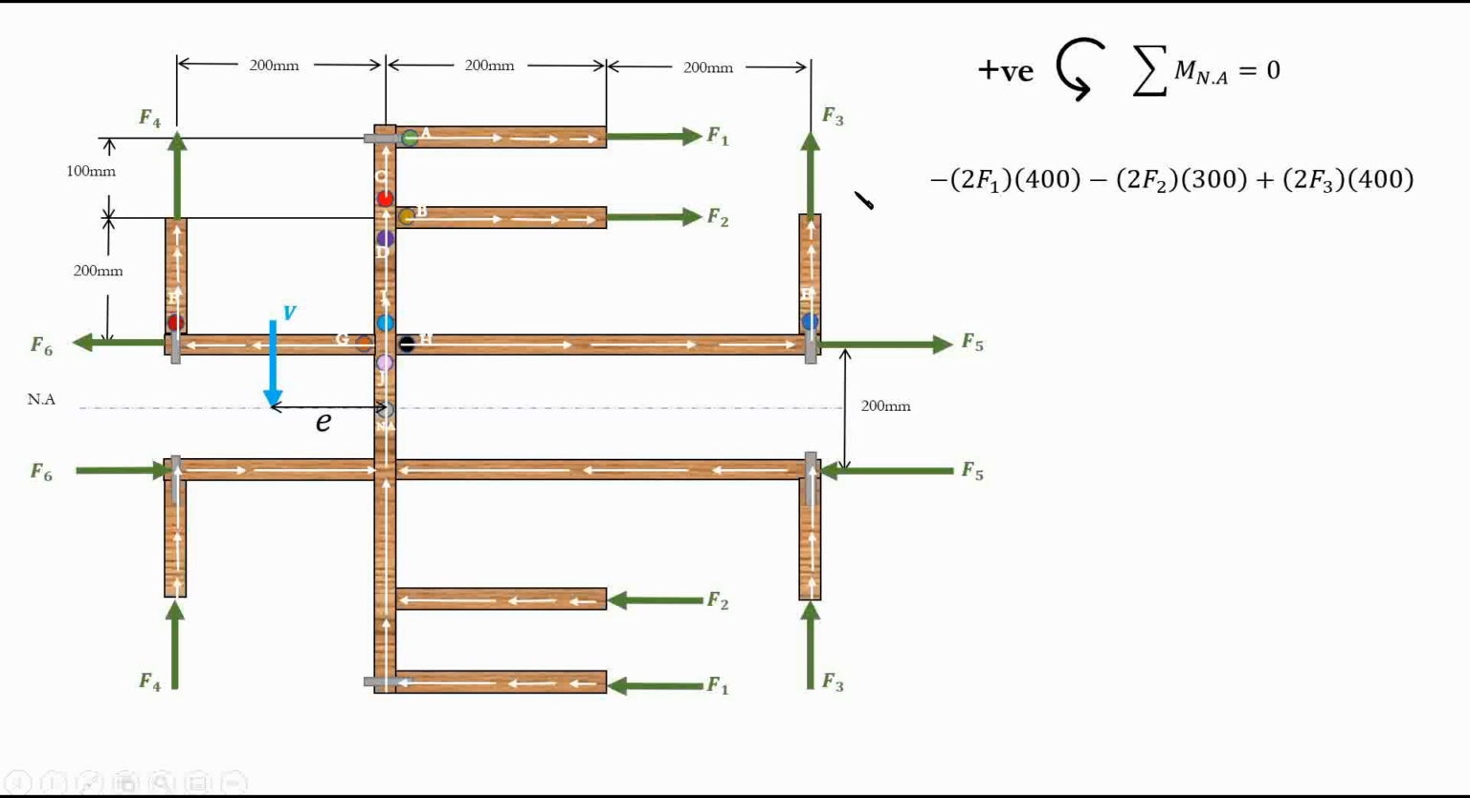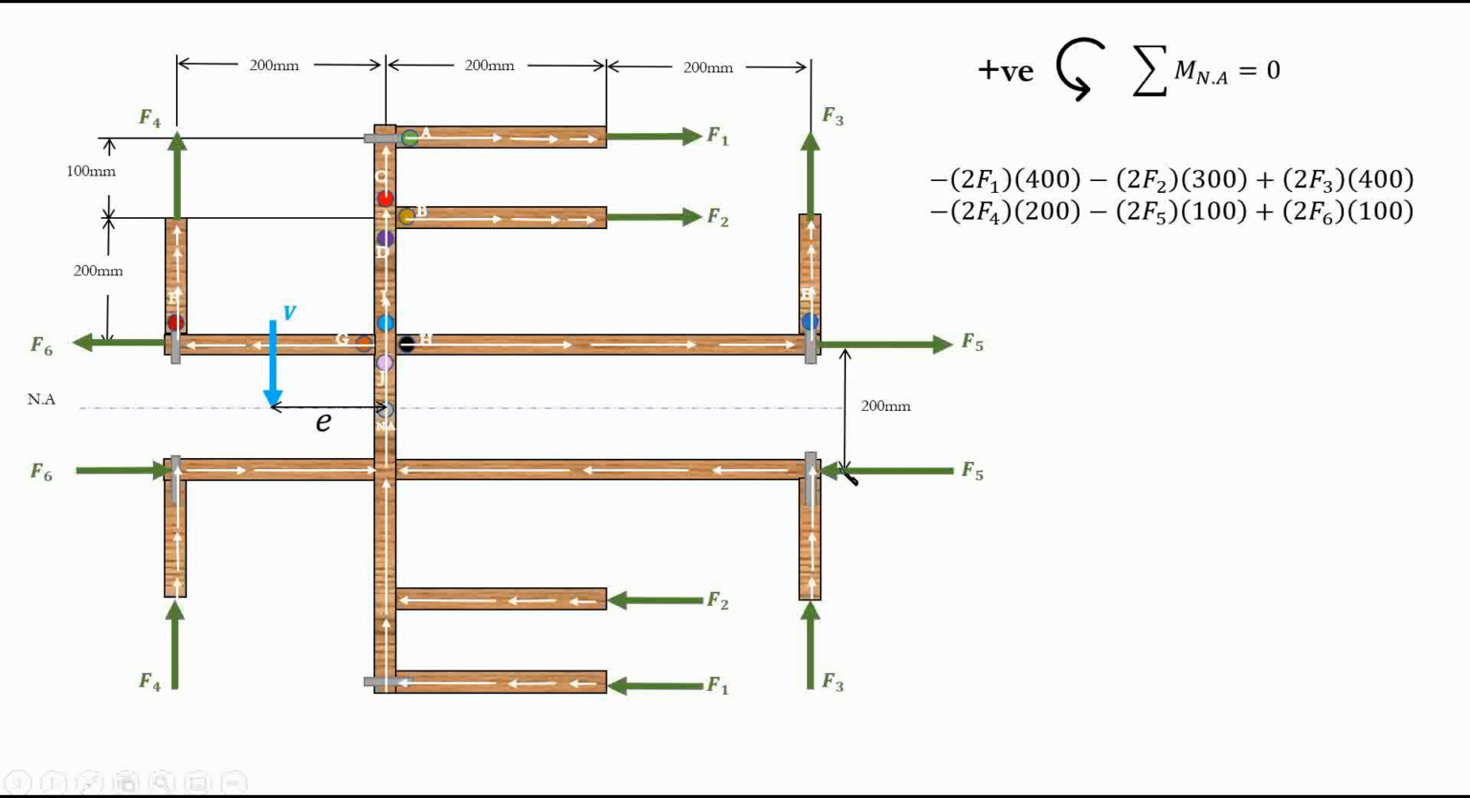What about force F3? It's this force multiplied by the distance. This distance is going to be 400. F3 multiplied by 400, of course multiplied by 2 because we have another force, which is turning counterclockwise for this segment. F4, F5, F6, all of them are the same thing again. For F4, we have this force multiplied by this distance, which is 200, and it is moving in the clockwise direction.